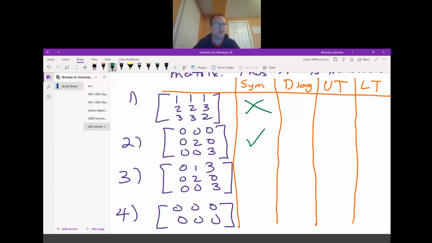Indeed it is. If we're checking that, the first row matches the first column. First row and first column are the same. Second row, second column. Both of them are 0, 2, 0. Third row, third column. Both of them are 0, 0, 3. So the rows match the columns, aka the matrix matches the transpose. All diagonal matrices are symmetric then. That might be a rule.